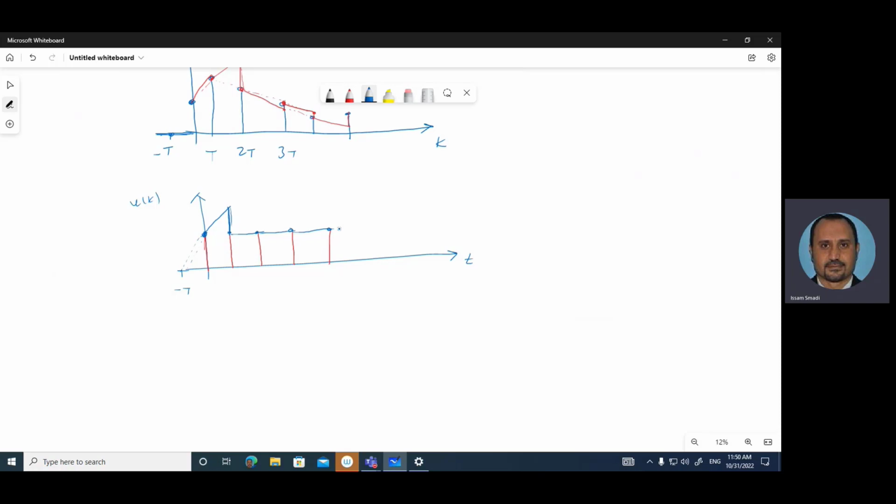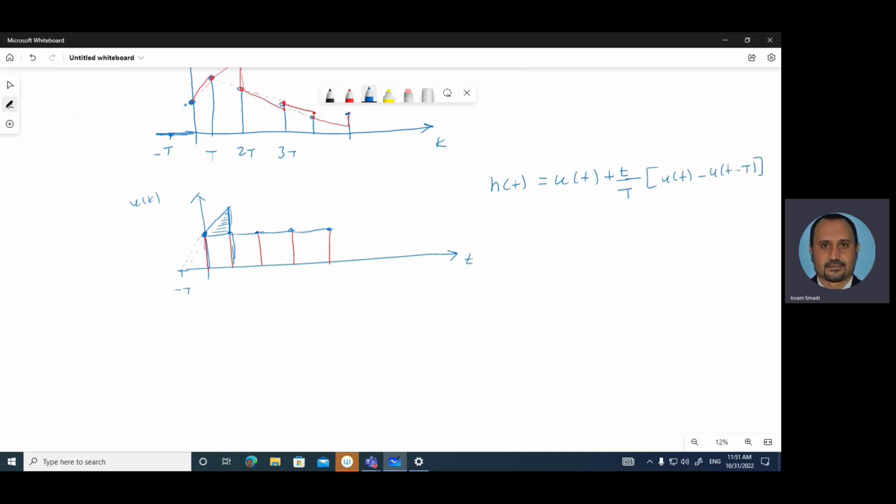So if I need to represent this one as a function of time, so let's assume that I need to represent h of t. h of t equals what? The first thing, this actually is u of t, correct? u of t plus this one, correct? This one is actually t over T capital, multiplied by a unit pulse, which is u of t minus u of t minus T capital, correct?